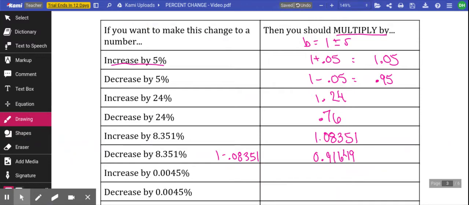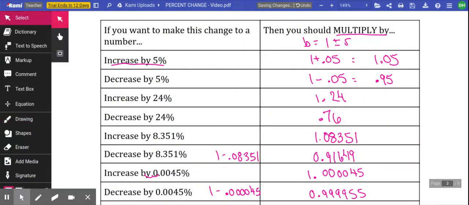Okay, now don't forget, we've got to move this decimal twice, right? So count your zeros very carefully. 1, 2, 3, 4, and then the 4, 5. Or in this case, we've got to subtract 0.000045. I'm going to go to my calculator. I've got 0.999955 is going to be my base value.